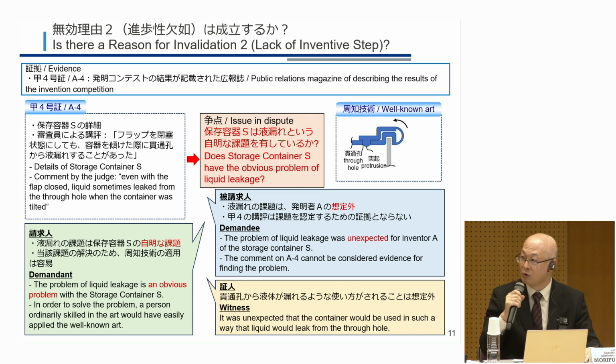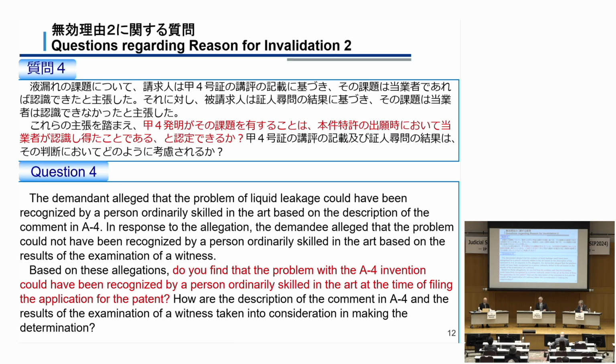So Ms. Tokashi, please go on to question number 4. Now I will ask question 4. Regarding the problem of liquid leakage, the demandant alleged that based on the description of the comment in A4, this problem could have been recognized by a person ordinarily skilled in the art. In response, based on the results of the witness examination, the demandee alleged that the problem could not have been recognized by a person ordinarily skilled in the art. Based on these allegations, regarding the problem with the A4 invention, at the time of filing the application for the patent, do you think a person ordinarily skilled in the art could have recognized it? In making the determination, how are A4's comment and the results of the examination of a witness taken into consideration? Mr. Morifuji of JPO, the floor is yours.